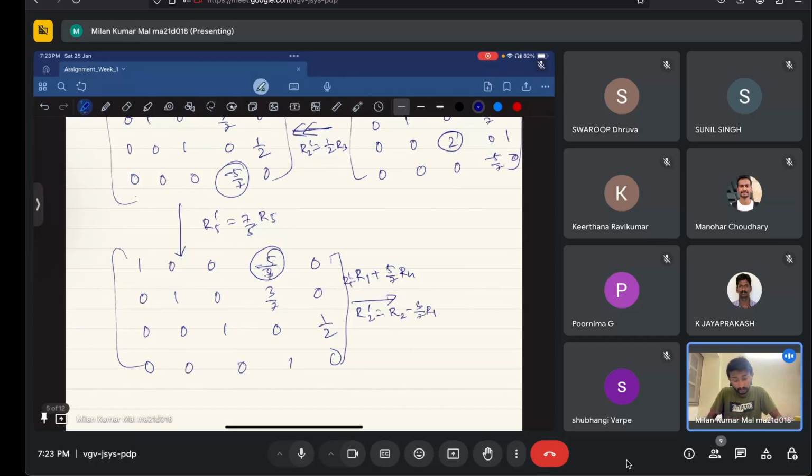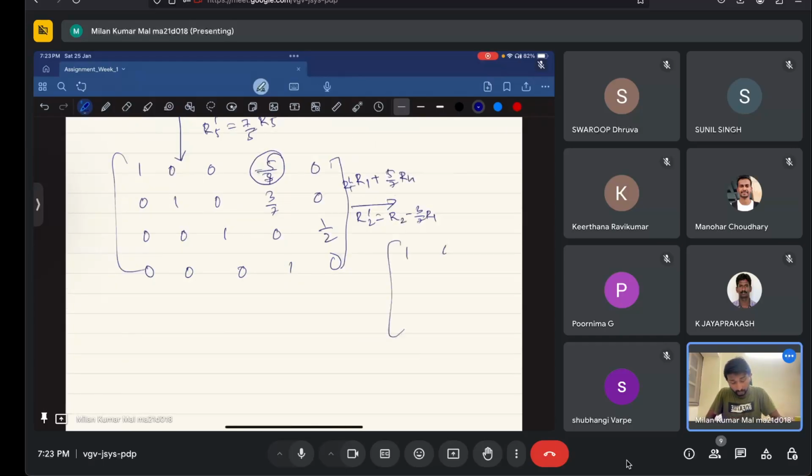Then what will happen? This will be 1 0 0 0 0 0 1 0 0 0 0 0 1, 0 half here, 0 0 0 1 0. So this is the matrix. This matrix is called a row reduced as well as echelon matrix.